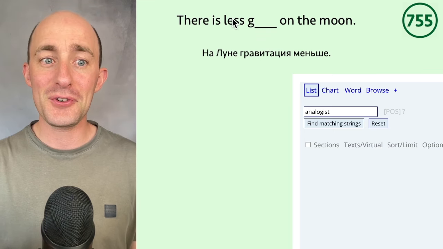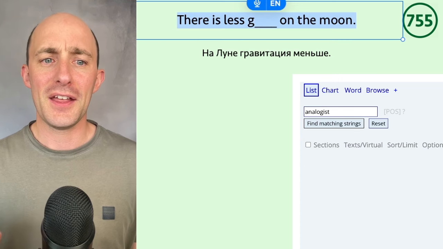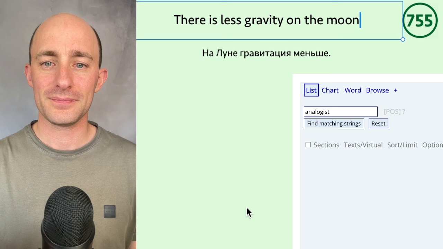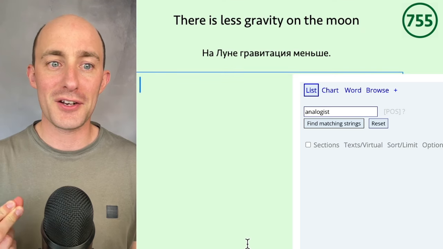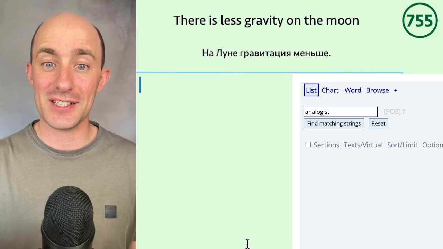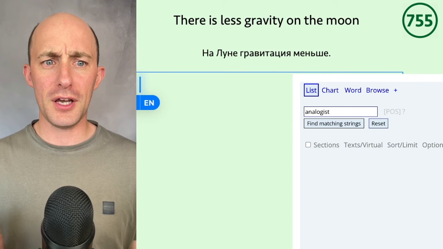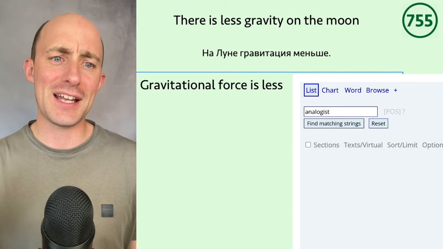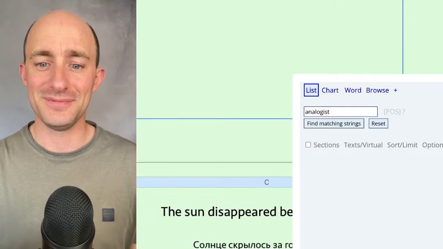Gravity. There is less gravity on the moon. Try to hold your R. Gravity. The gravitational force is less. So the adjective would be gravitational.